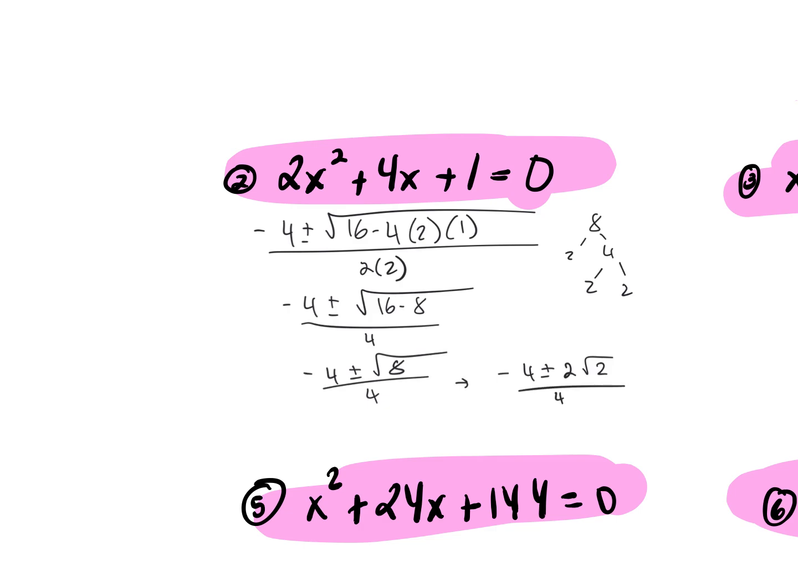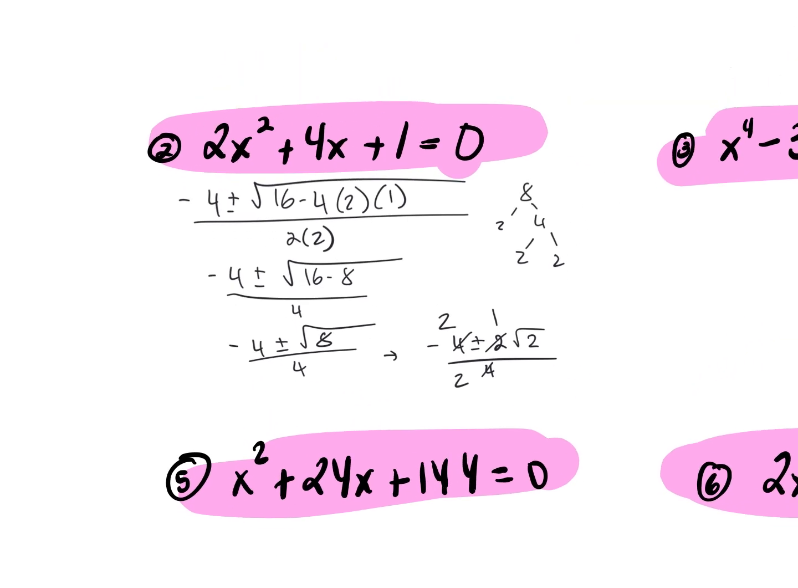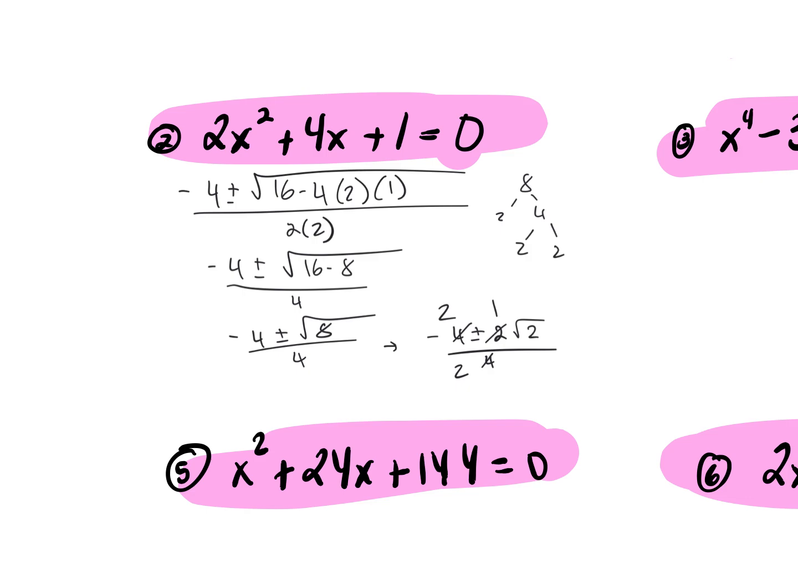And I can simplify that one more time because every 4 becomes a 2 when I divide by 2, and that 2 becomes a 1. So our final answer here is going to be negative 2 plus or minus the square root of 2 over 2. So this will be our final answer for number 2.